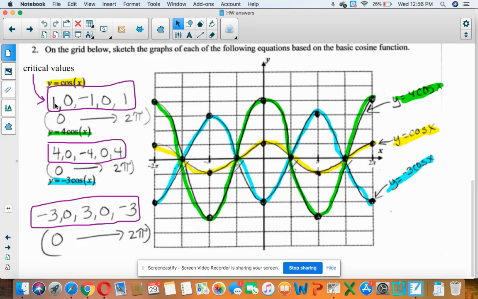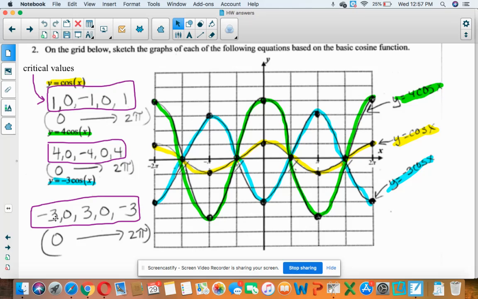So all I do is take my critical values and multiply them by 4, and my critical values are 4, 0, -4, 0, and 4, and those all occur between 0 and 2 pi. If I have a -3, then I'm multiplying these critical values up here by -3. 1 times -3 is -3. 0 times -3 stays 0. -1 times -3 is +3. 0 times -3 stays 0. 1 times -3 is -3. So these are my critical values between 0 and 2 pi.